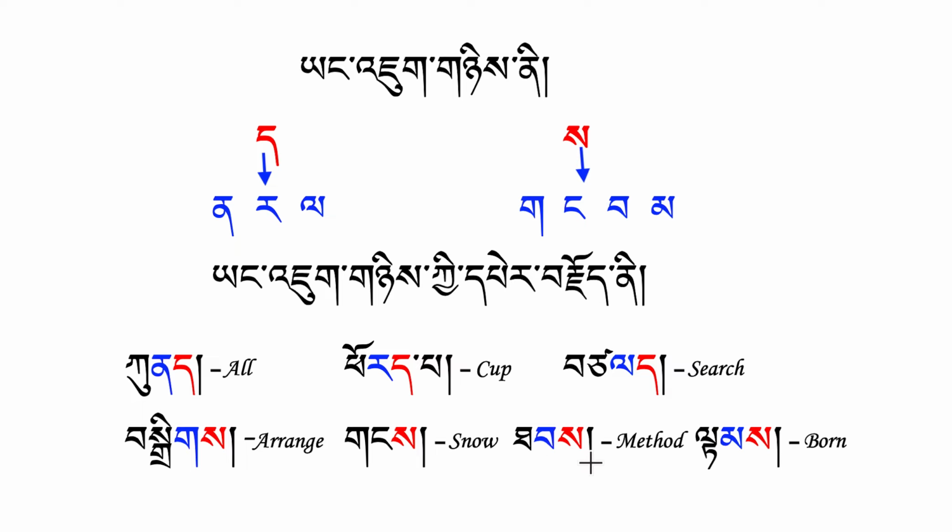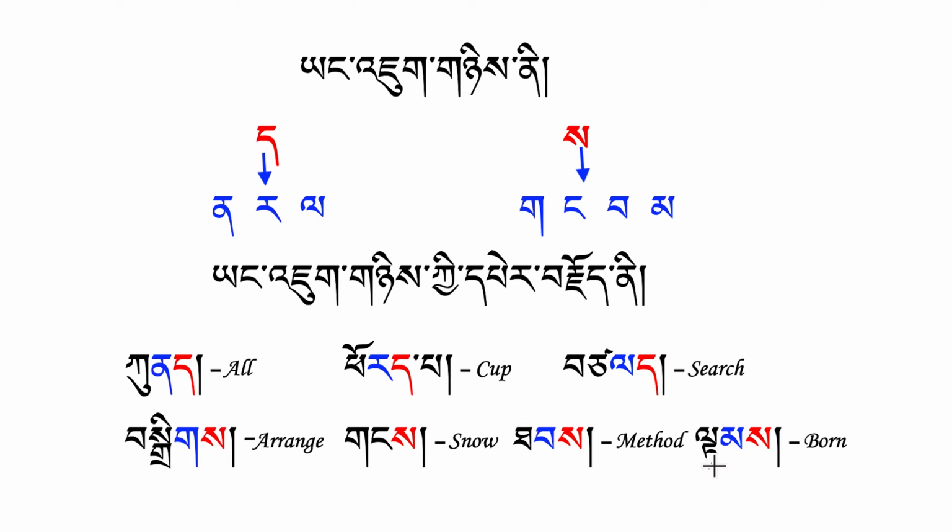Ta, pa, sa, tap. So this is the sa that follows after ba. This is the example: tap. The meaning is a method. Ta, pa, sa, tap.